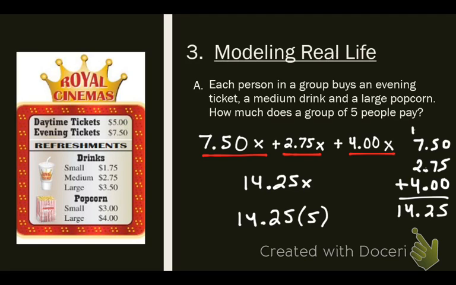How much did that group pay? $71.25. The X disappeared because we plugged in the 5 right there, because the 5 represented how many people. Remember, the X was representing how many people went. So $71.25 for all the people.